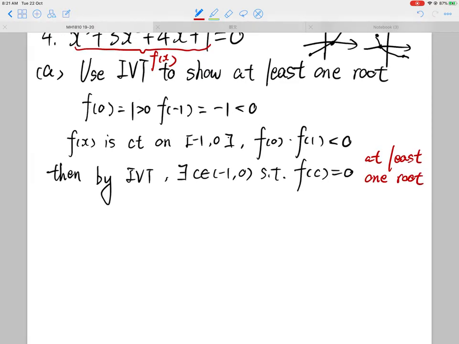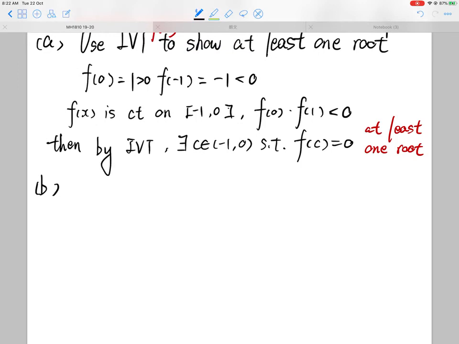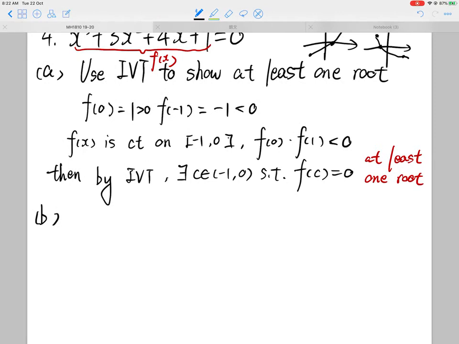Second part, use the mean value theorem to prove that it has at most one real root. So at most one real root, which means what happens if the function has 2 roots? There must be some contradiction, right? The idea is quite easy. f(x) is this.